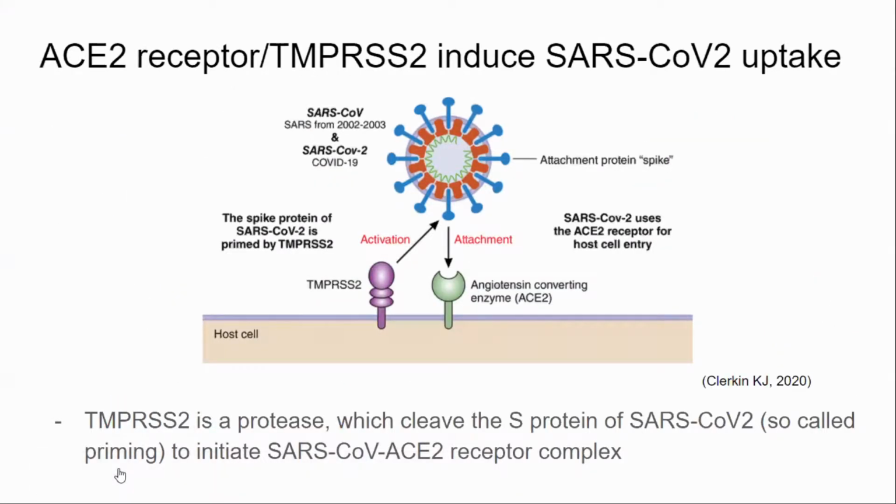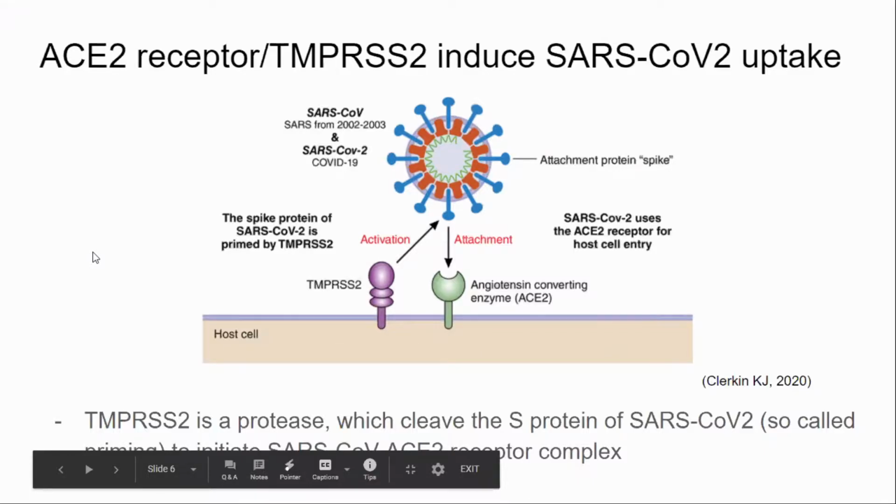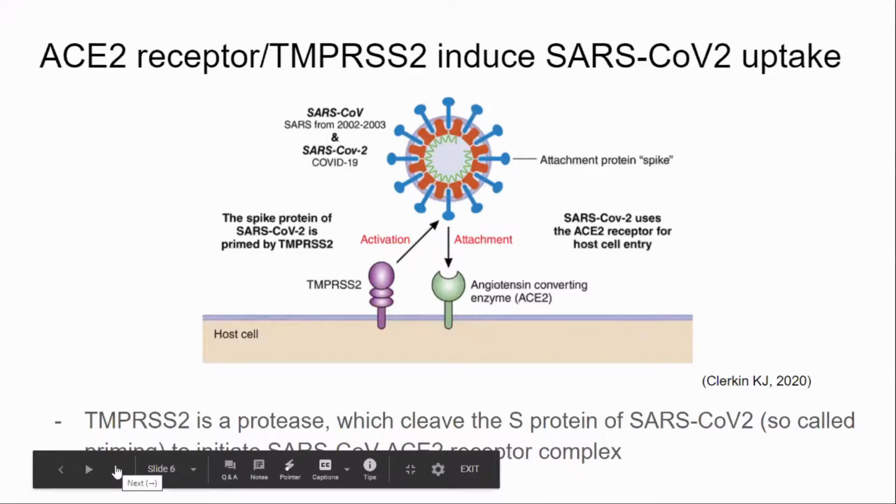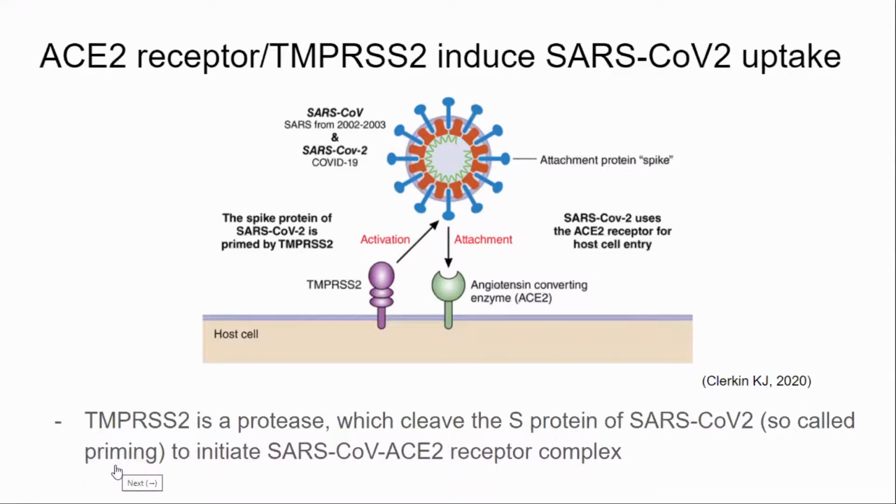This slide shows that after you are infected with the SARS-CoV-2 virus, the virus has the S protein on the spike to attack the ACE, or angiotensin converting enzyme receptor. These are the receptors for the virus to attack and enter the host cell. And they use TMPRSS2 as a protease to cleave the S protein of the SARS-CoV and initiate the process of entry into the host cell.